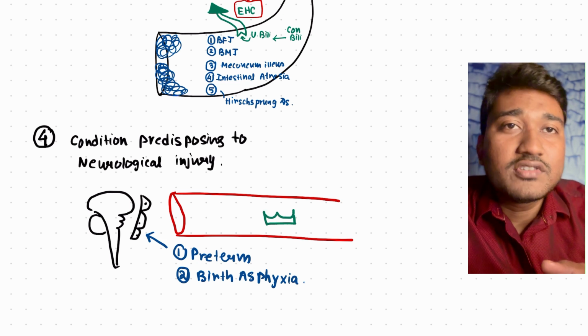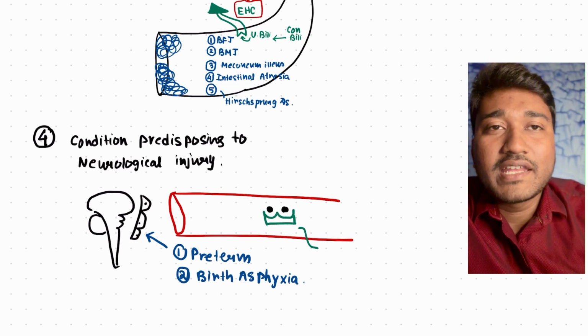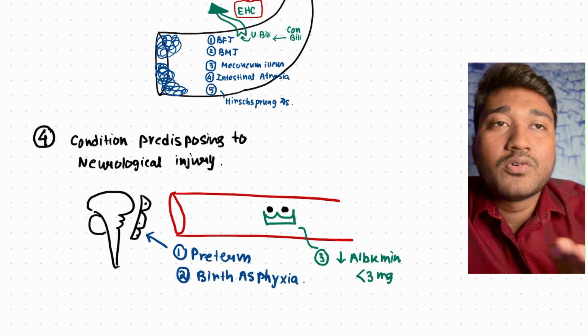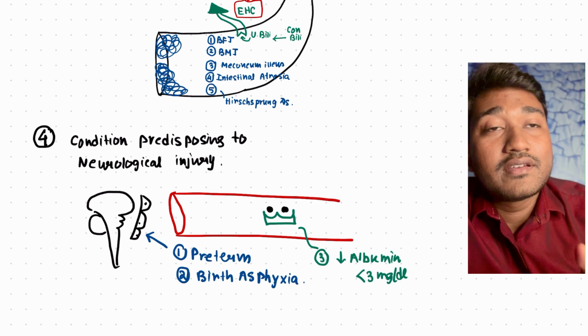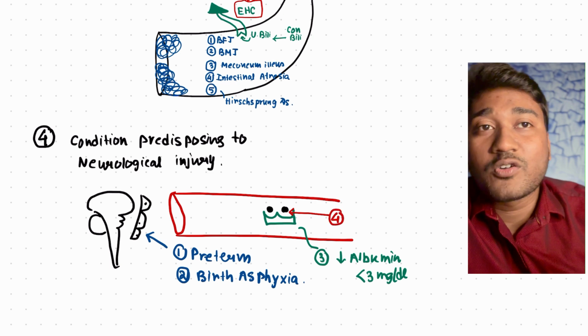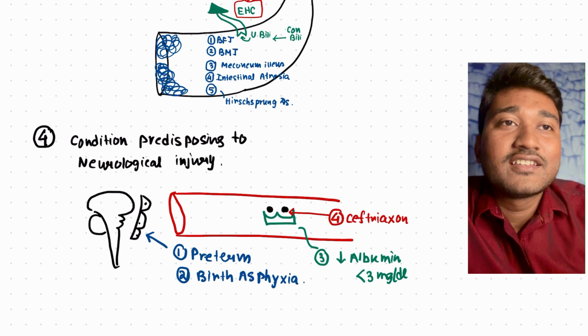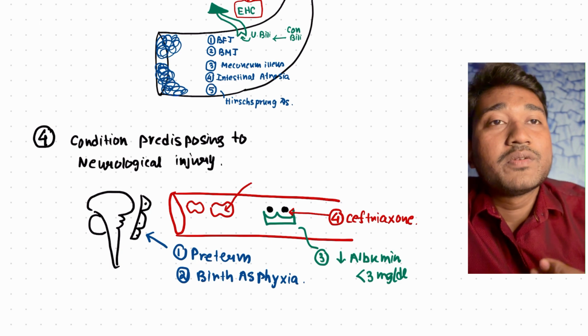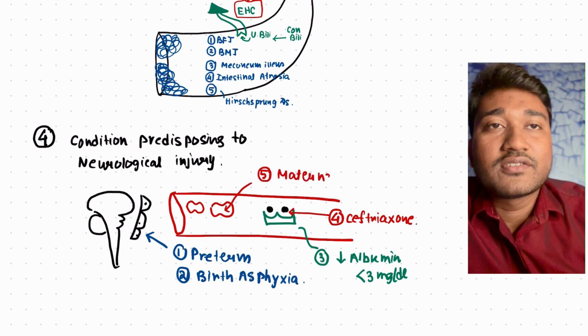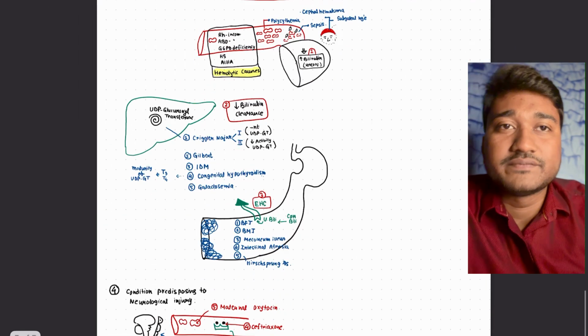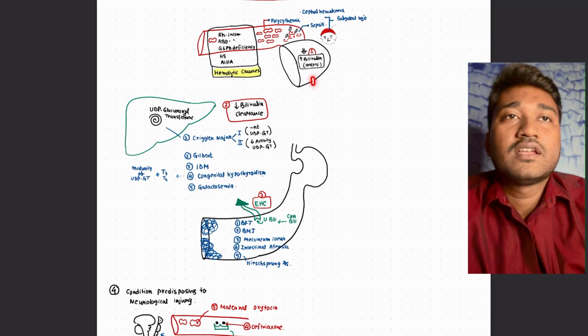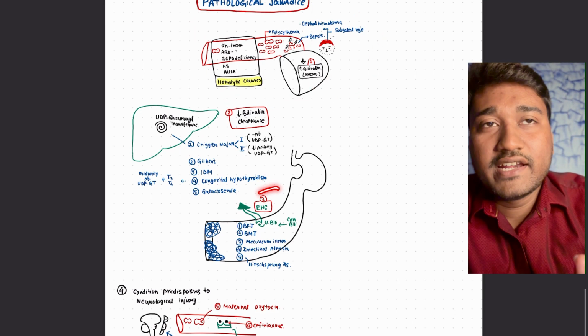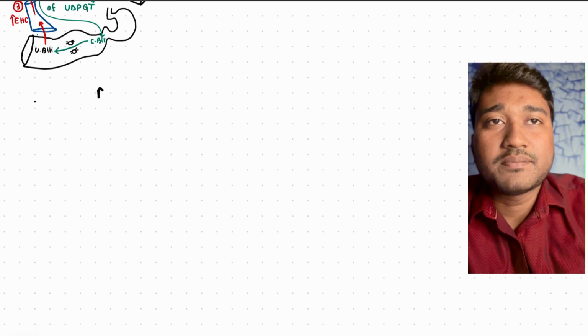But this is the blood-brain barrier. If the blood-brain barrier is damaged, or in case of preterm or birth asphyxia, there is more unconjugated bilirubin. And if the albumin is less, automatically unconjugated bilirubin will be high, albumin less than 3. And some drugs dissociate bilirubin from the albumin, that is ceftriaxone, and then there is neurological dysfunction. So there are 4 headings under which you have to discuss this pathological jaundice.